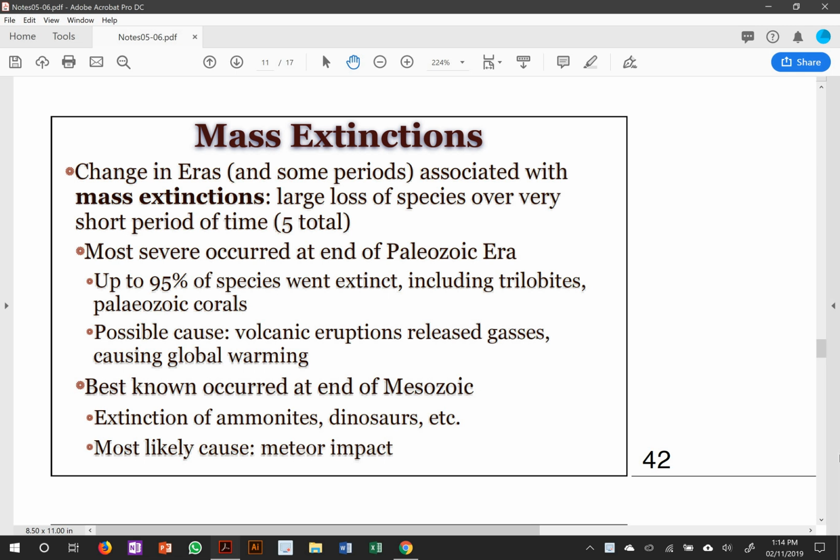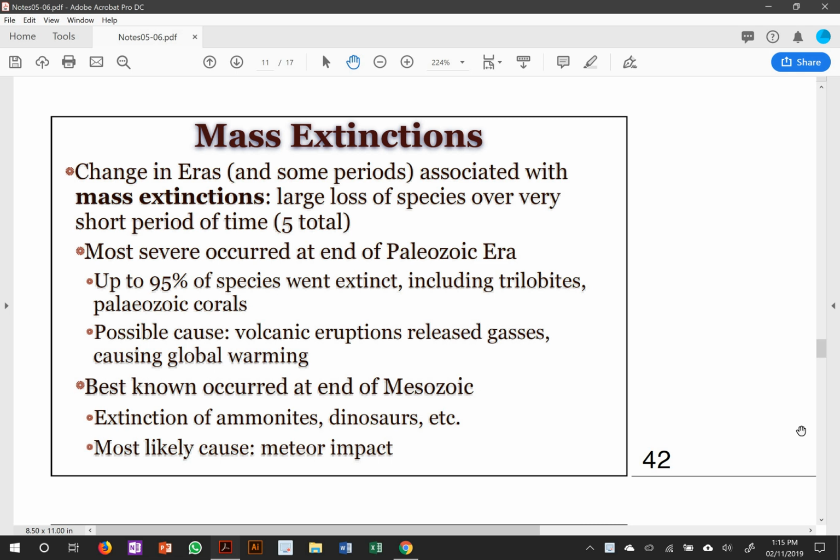And as I mentioned, a change in eras and sometimes the changes in periods is associated with a changeover in the types of organisms that were present, and in some cases that indicated the presence of a mass extinction. There were 5 of these big mass extinctions where the overall extinction rate was much, much higher than the normal background extinctions. The 2 biggest were the one at the end of the Paleozoic era, 251 million years ago. About 95% of all marine species went extinct. On land, it was a little bit better, maybe about 80–85%, including the last of the trilobites, all of the Paleozoic coral communities, and many, many other groups.